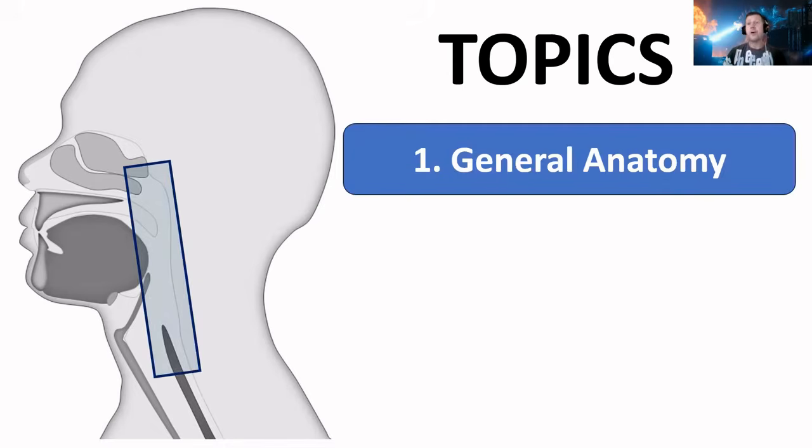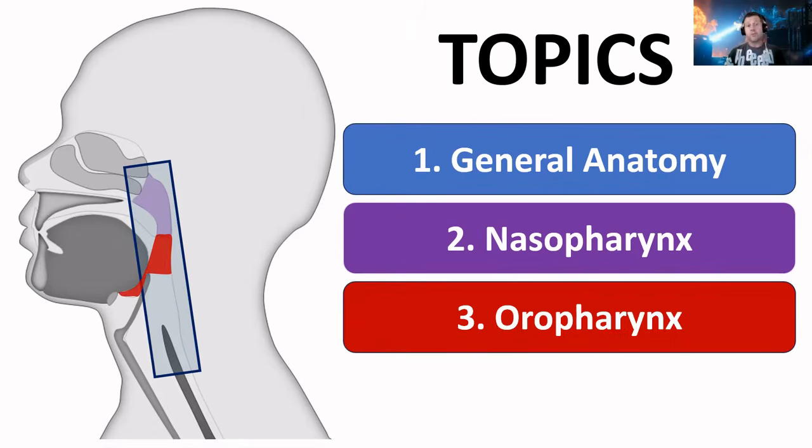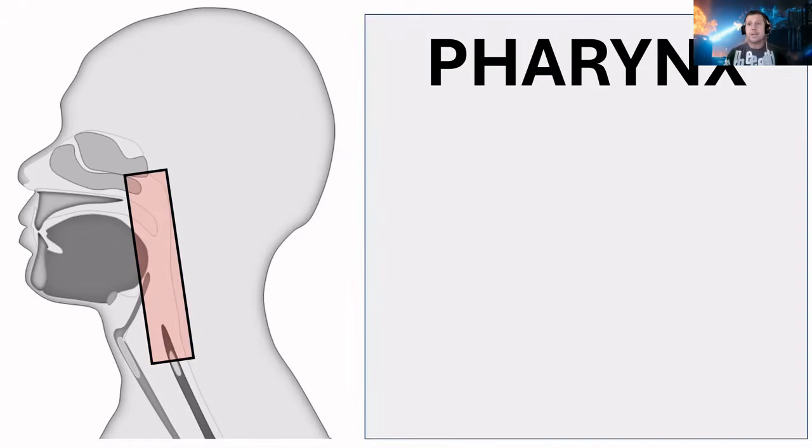In the first part, I will talk about the general anatomy of the pharynx, the general structural organization of the pharynx, and then I will discuss the various components of the pharynx separately, namely the nasopharynx, the part of the pharynx behind the nasal cavity, the oropharynx, the part of the pharynx behind the oral cavity, and finally the hypopharynx, the part of the pharynx located behind the larynx.